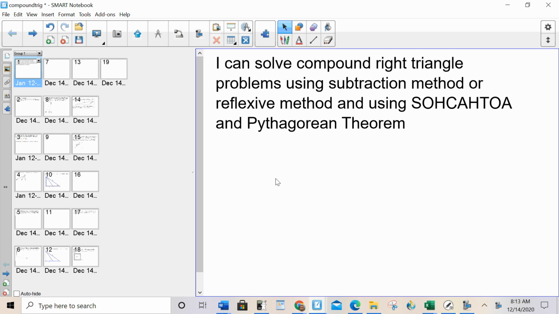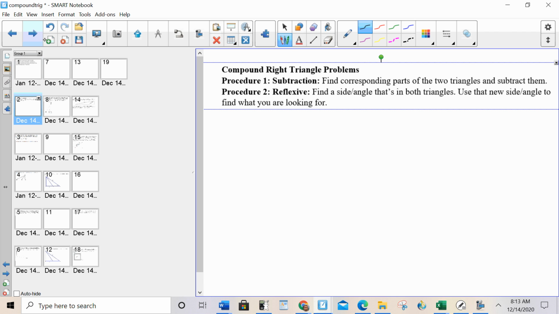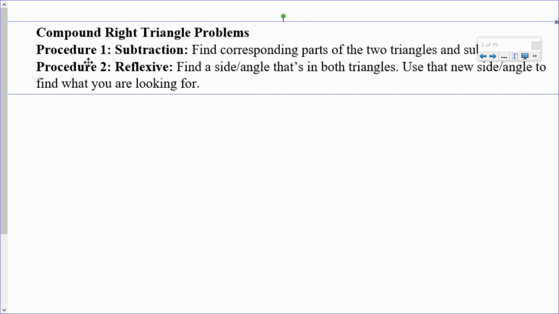which we'll kind of talk about as we go through. So you do need to know how to do Sohcahtoa and Pythagorean theorem to be successful in this lesson. So if you do not know how to do Sohcahtoa or Pythagorean theorem, go back to those lessons and learn that first, because we're going to build off of that. So these are basically our 2 procedures, subtraction method and reflexive method. For subtraction method, we're going to find corresponding parts of the 2 triangles and subtract them. We're going to start with that. I'm going to show you what that means.